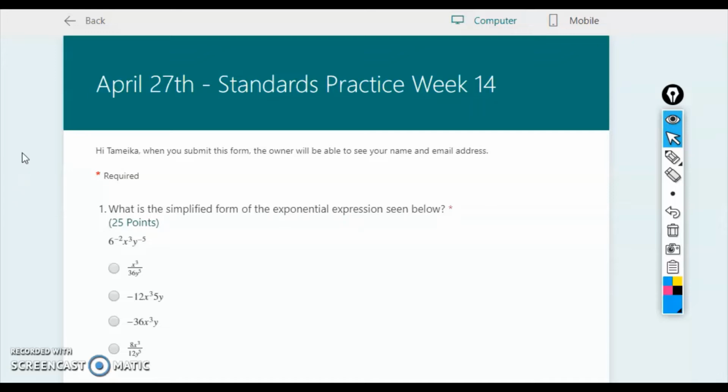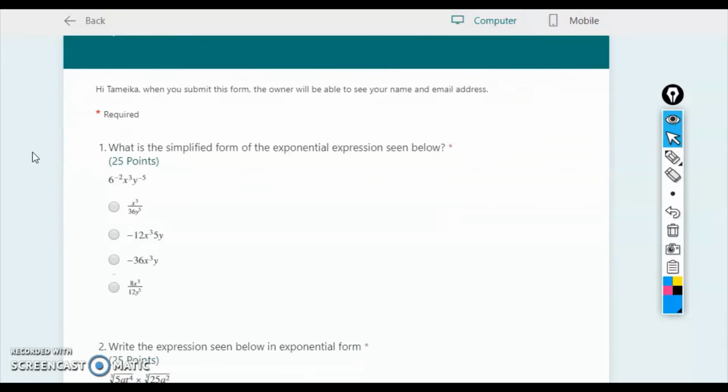Standards Practice Week 14. Just as a reminder, it might look a little bit different than the paper copy or the one that you get electronically, but if you actually take it on Teams, this is what it looks like. But the questions are the same. This might have just a different answer approach. But if you're doing the paper copy, just write what I have on here and you'll still get full credit.